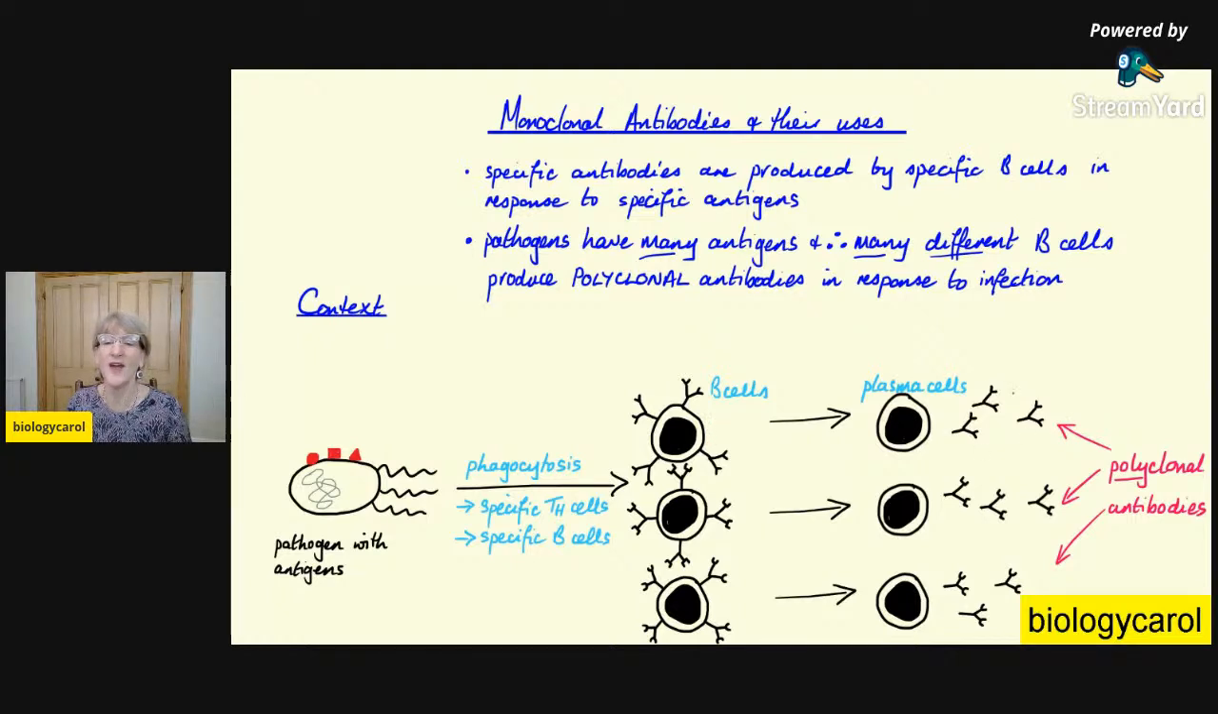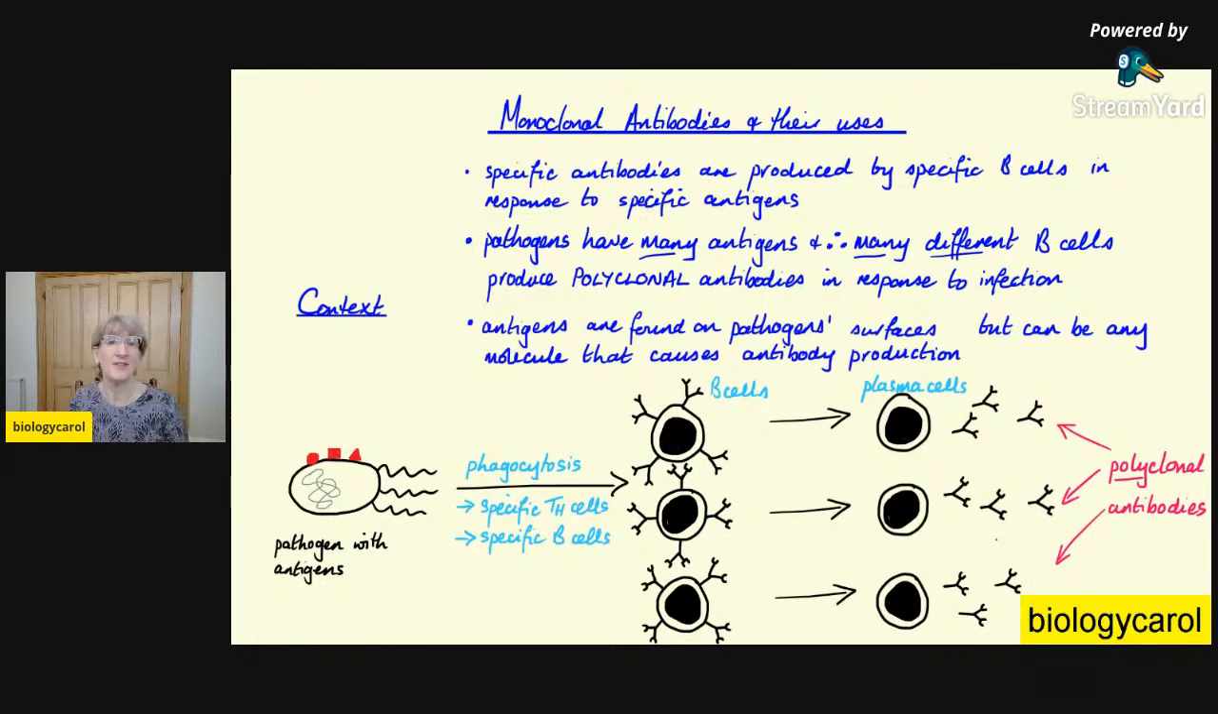So here we have antibodies with this shape, which is obviously complementary to this antigen here, this one that's complementary to this one, and this antibody that is complementary to this one. When we are infected with a pathogen, we get a polyclonal antibody response because there are bound to be more than one antigens on a pathogen's surface.